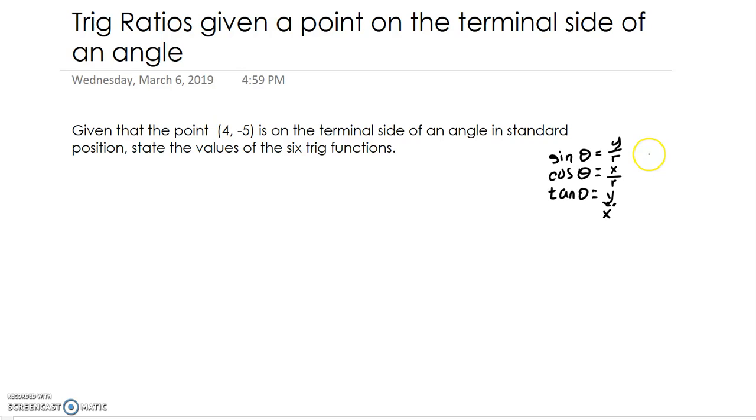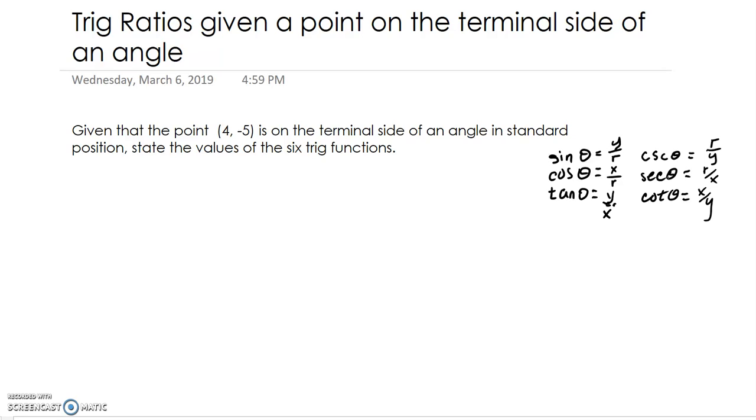And then we also have the reciprocal functions: cosecant theta, secant theta, and cotangent theta. Those are just the reciprocals of the first three: r over y, r over x, and then x over y. So we need to remember these as we go through our problem.